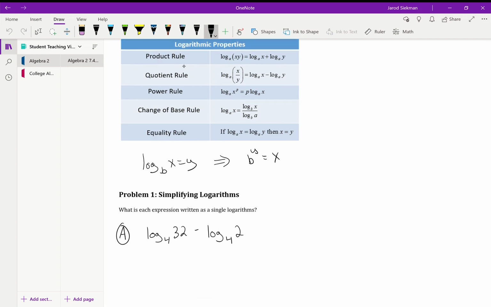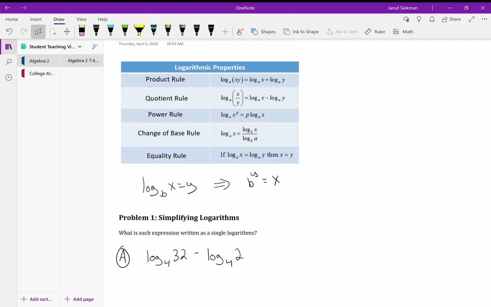In the power rule, this one's also important. We have log base a of x to the p power. It's raised to some exponent p, and that equals p times log base a of x. So you bring that exponent down and multiply it out front.